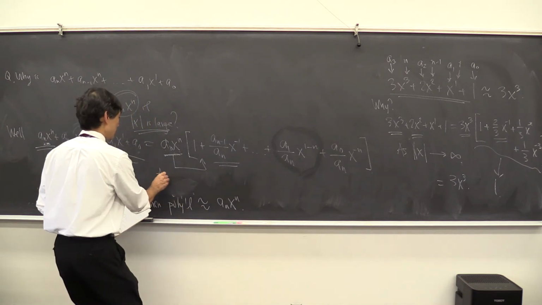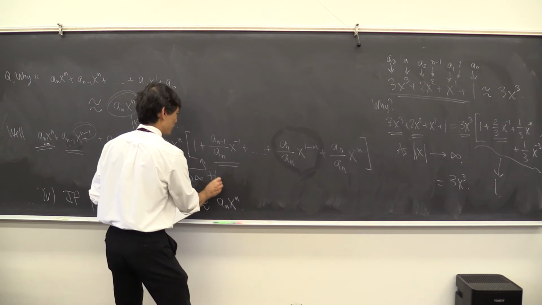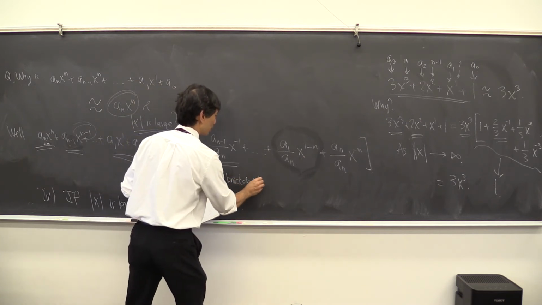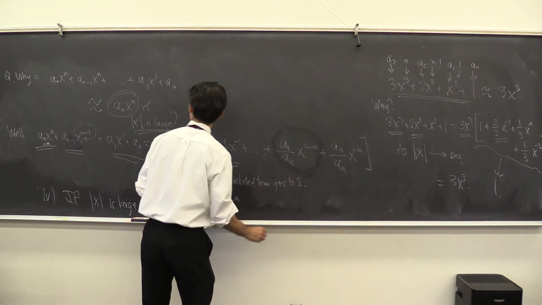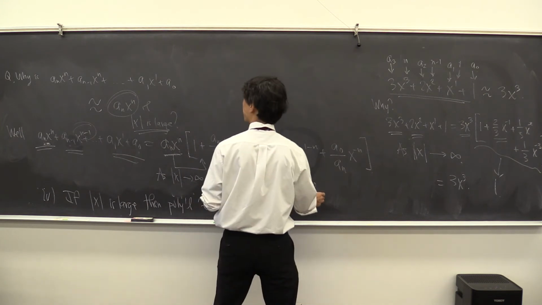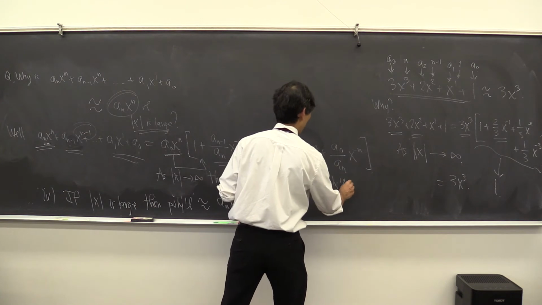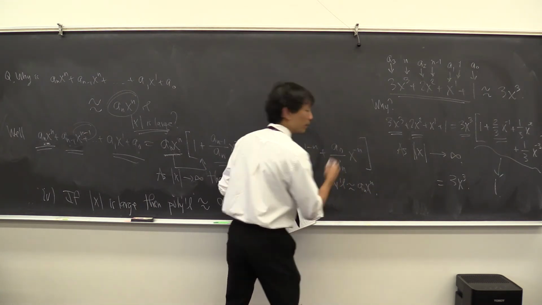So as the absolute value of x goes to infinity, the bracketed term goes to 1. So the polynomial becomes basically like the top term, a sub n x to the n.